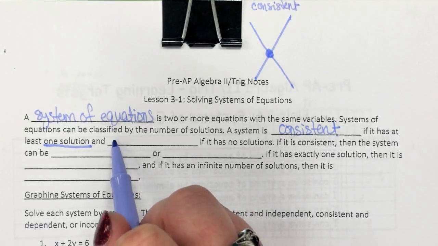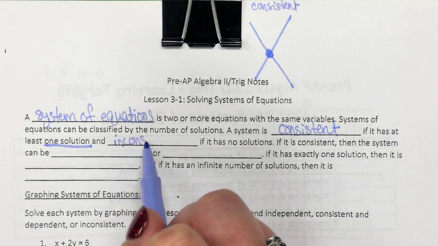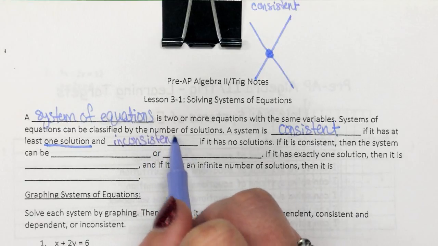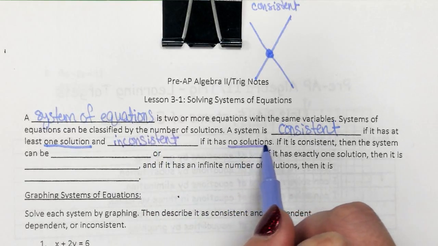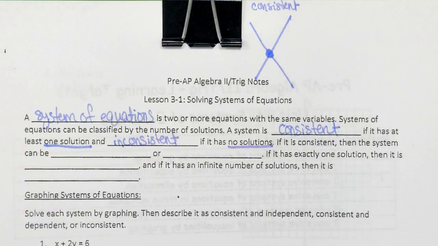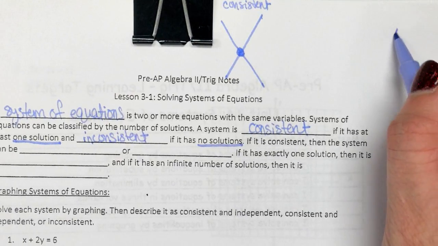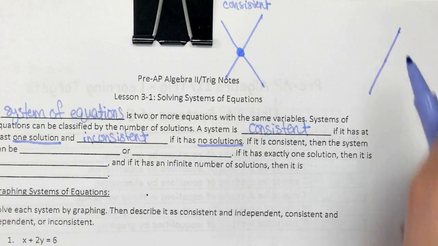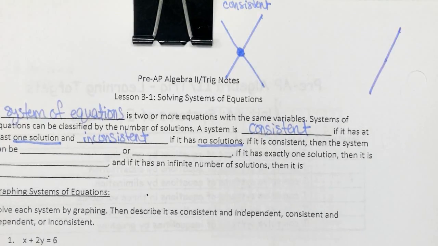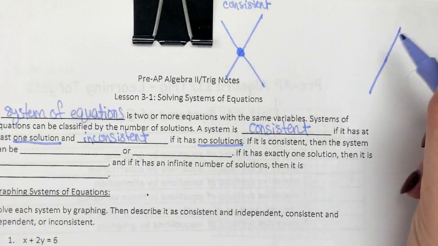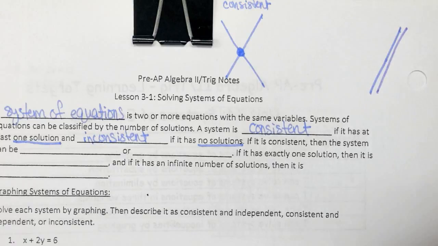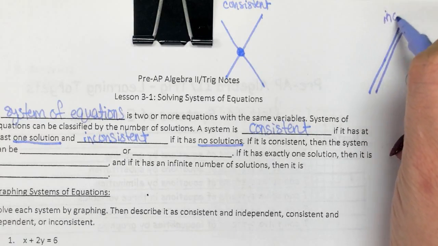All right, and it's called inconsistent if it has no solutions. So leave yourself a little space because we have 3 of these. But over here on the side, we're going to write. So let me ask you this. If it has no solutions, what would the picture look like? Parallel lines. Very good job. So they'd be parallel lines, and this one is called inconsistent.